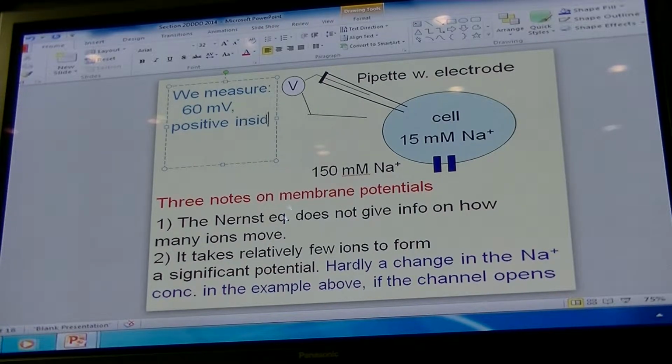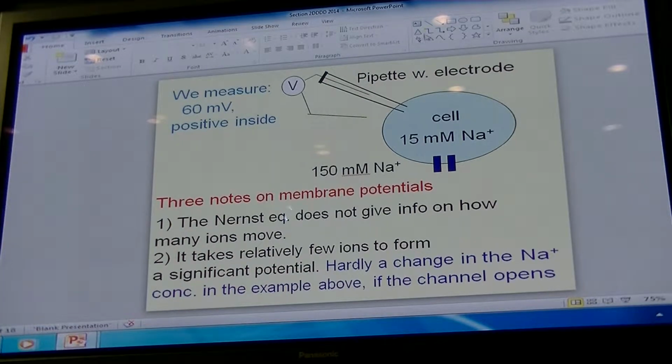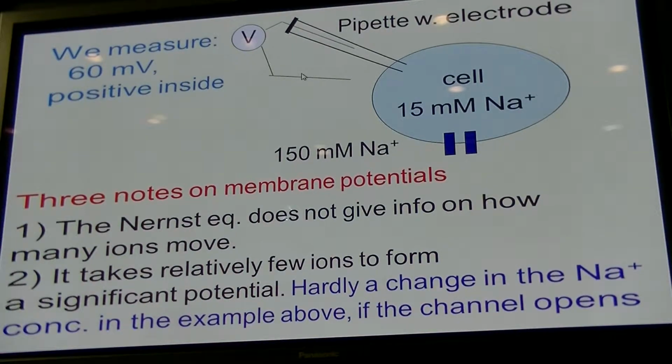In this example, it's like an action potential. So in this example, when we have our measuring device and we open that channel, we're going to expect that we're going to get the 60 millivolts magnitude of the membrane potential, and it will be positive in this case because only potassium is the ion that flows.